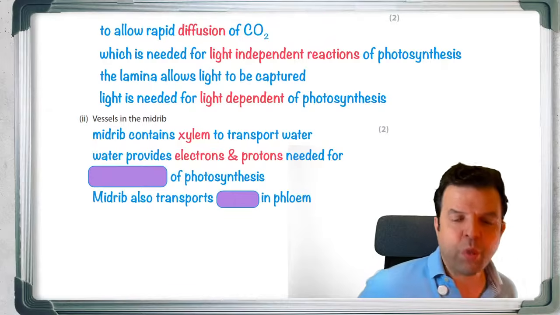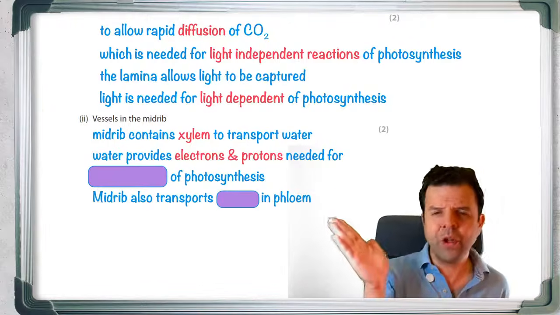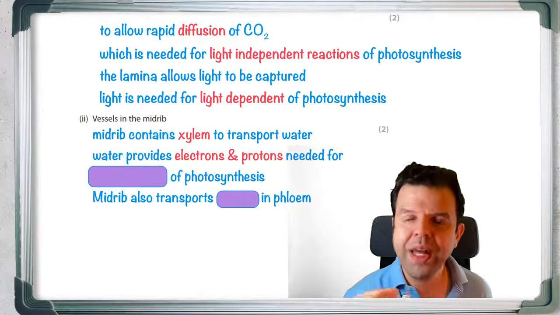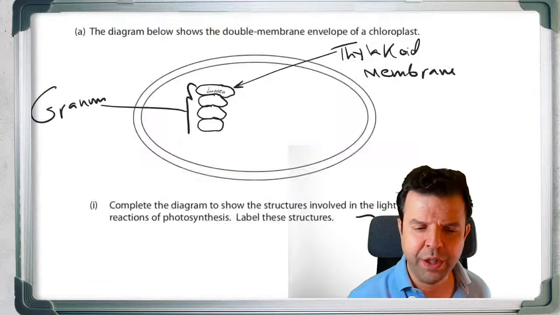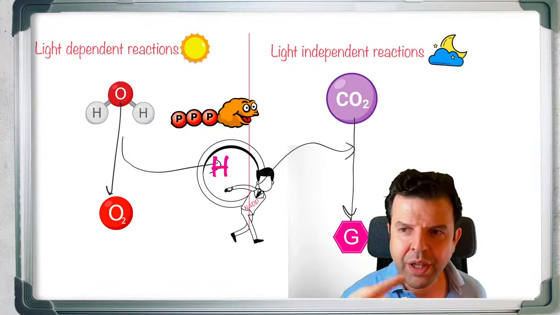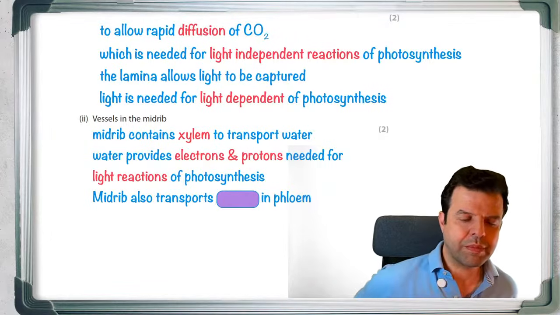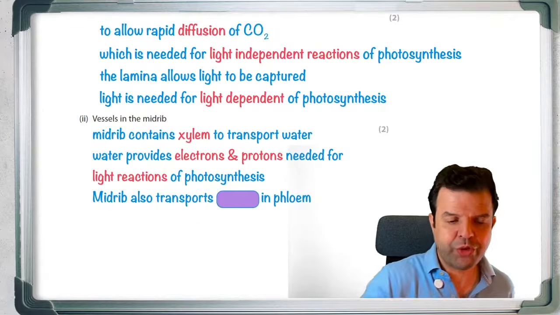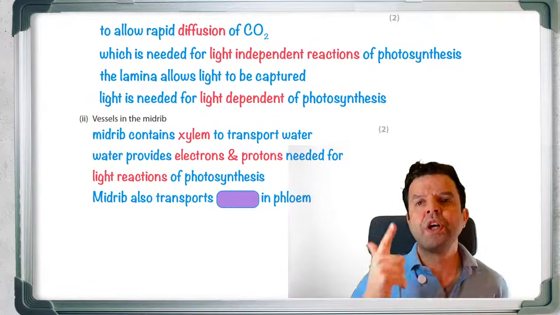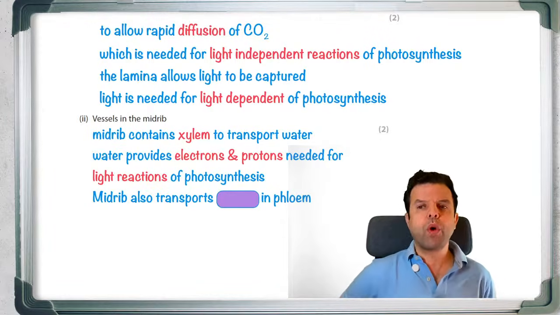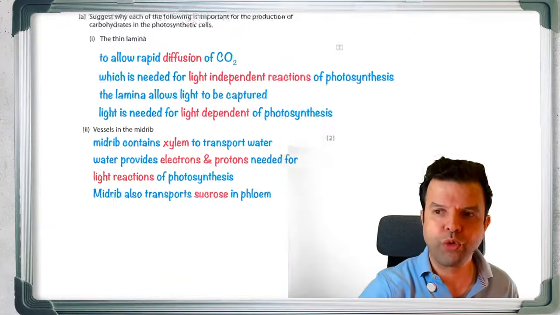Water provides me with what? Water provides me with electrons and protons. Which section? Was it dependent or independent? Think about it. Where did I put the water part? Let's take a look. Let's cheat. There, right? Midrib transports, because it's not only water and minerals, there's xylem, there's phloem. Do you guys still remember what sugar was the one that's carried in phloem? Sucrose.